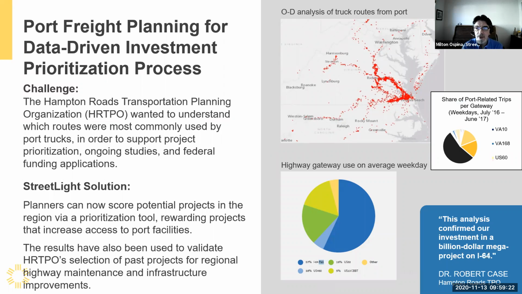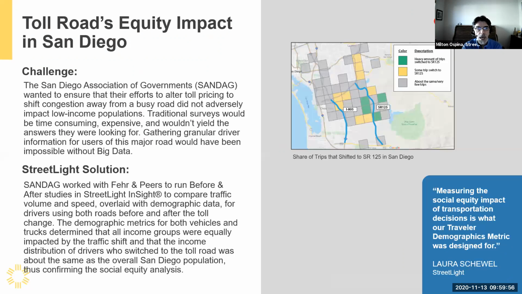This is another example for the same area. This is the Hampton Roads MPO in Virginia as well. They wanted to figure out, if they were going to do road improvements, where those dollars would be invested, particularly as they relate to freight transportation. Being able to tap into our platform, access the big data, and see which roads are actually used by freight really helped them facilitate where to invest their monies.